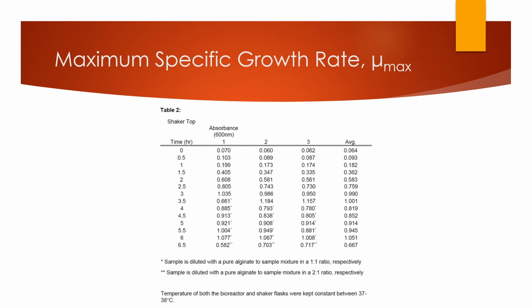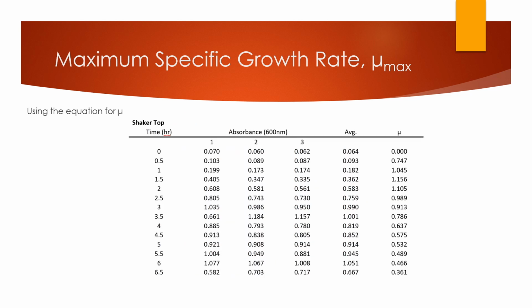Calculating the maximum specific growth rate for the shaker top flasks is the same process numerically. Here, we will look at the initial absorbance value at 600 nanometers as the initial biomass concentration, x naught. The rest of the absorbance values are then expressed as the biomass concentration x at some time t. Using the equation for mu, we can then plot all the mu values and extract the largest mu value as our mu max.